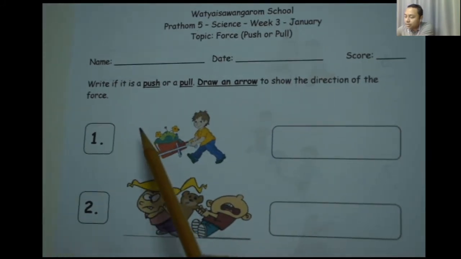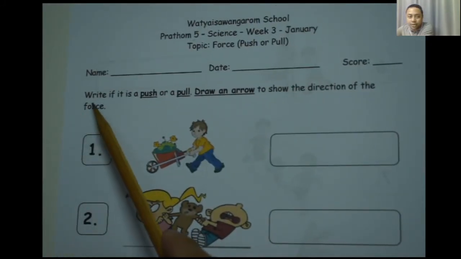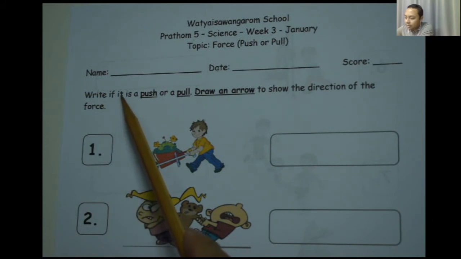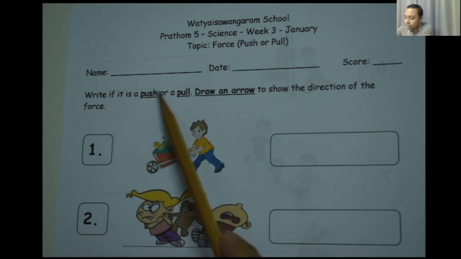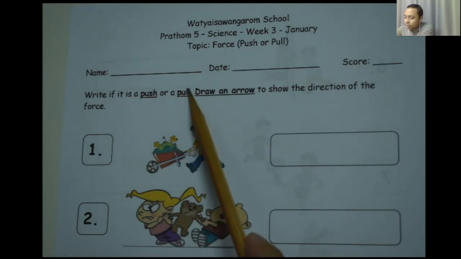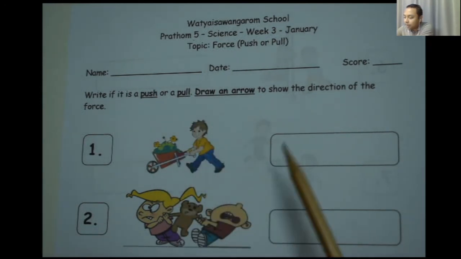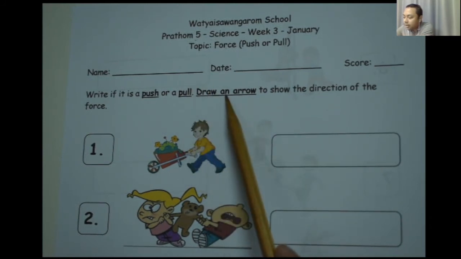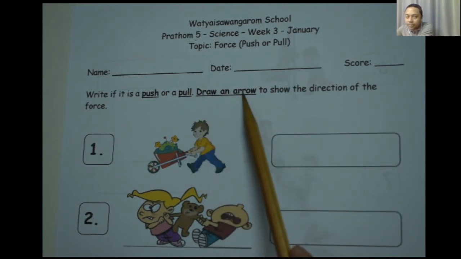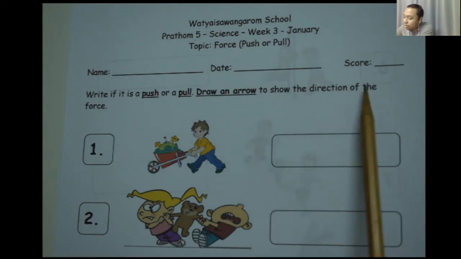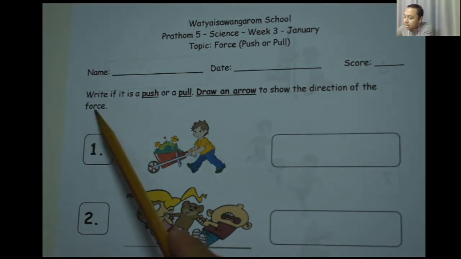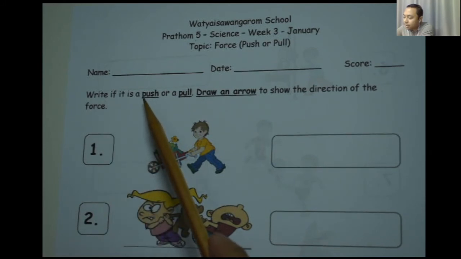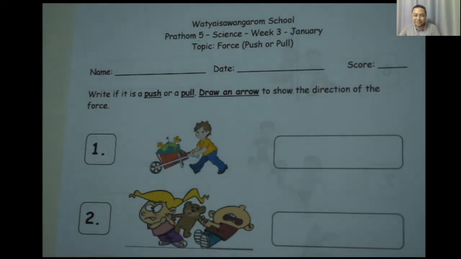Okay, test 1. Let's read the instruction. Write if it is a push or a pull. You write push or pull in this box. Okay, and then draw an arrow to show the direction of the force. Okay, first you determine if it is again.